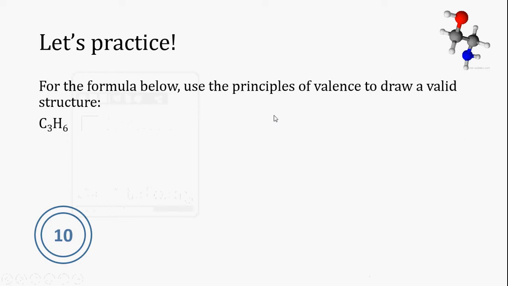Let's do another practice problem. For the formula below, use the principles of valence to draw a valid structure, C3H6. Again, if 10 seconds is not long enough, feel free to pause the video.